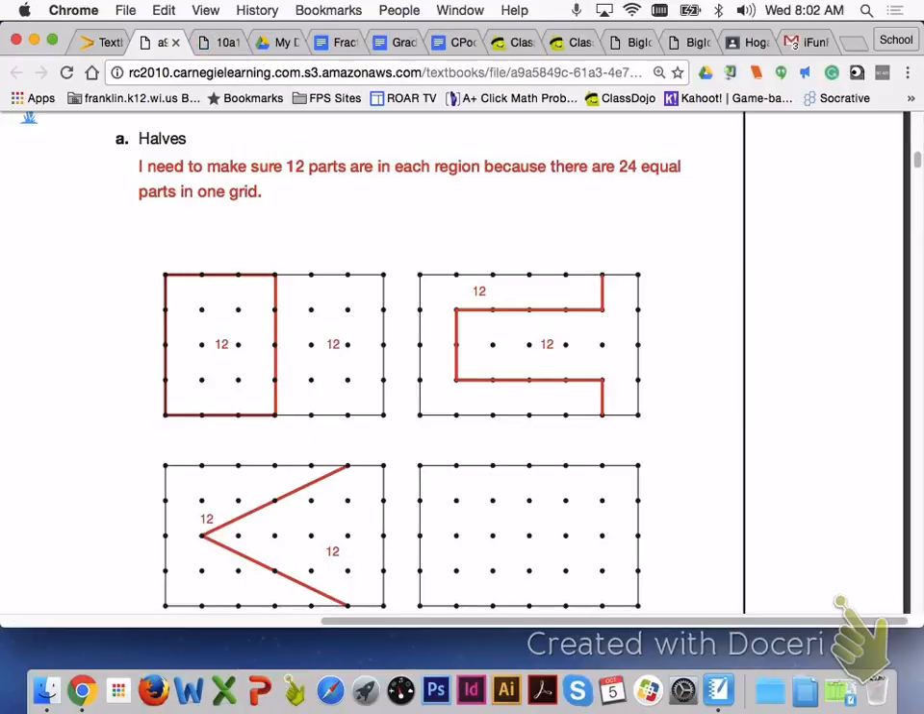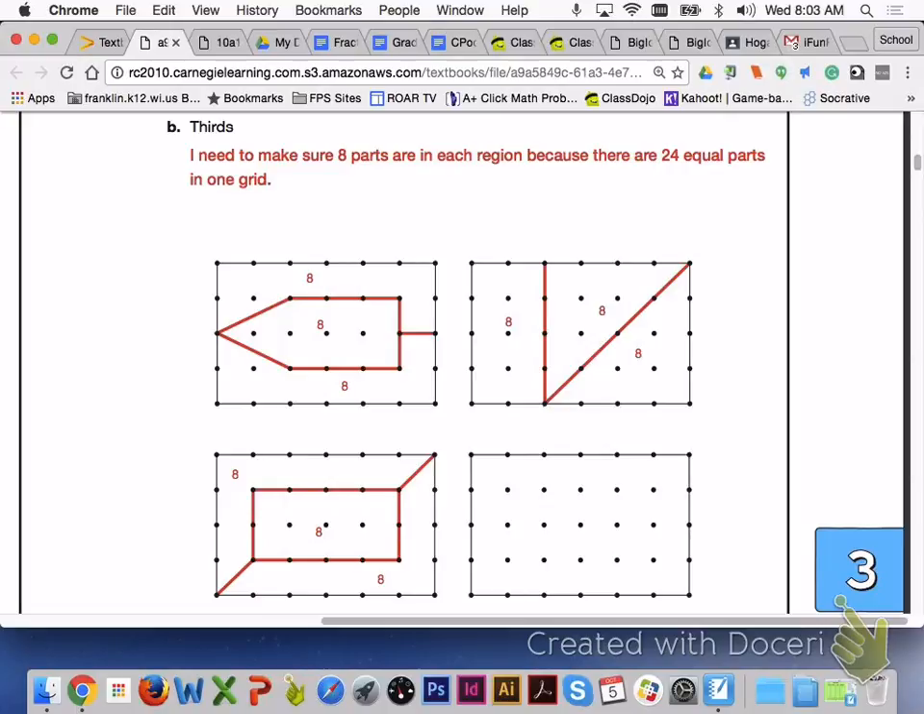Here is an example of what your flags could look like for letter A for halves. You need to make sure 12 parts are in each region because there are 24 equal parts in one grid. Examples of what your flags could look like for thirds, you need to make sure 8 parts are in each region because there are 24 equal parts in one grid.